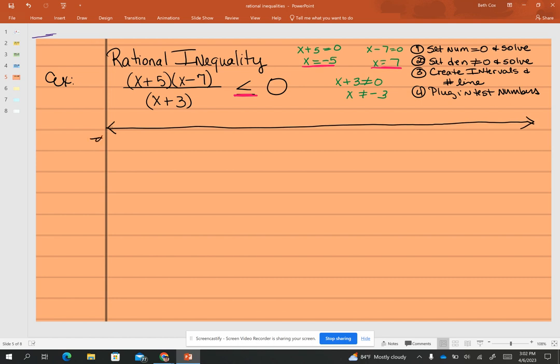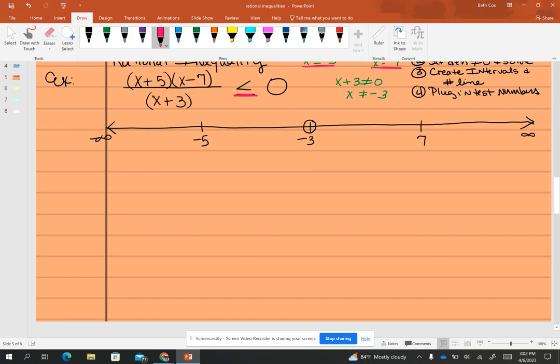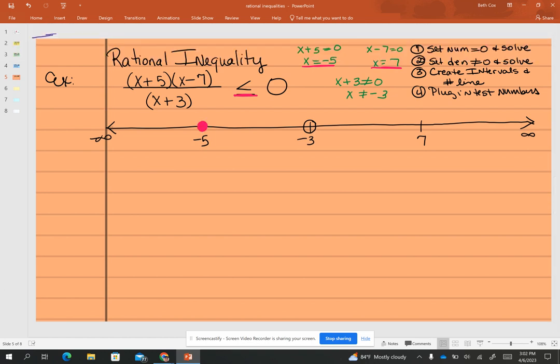I have negative infinity here, positive infinity here, and I have negative 3, negative 5, and positive 7. So I'll put those on here. Negative 5 comes first, then I have negative 3, and then I have positive 7. Again, I'm not doing this to scale. X can never be negative 3, so I'm going to have an open circle there, not equal to negative 3. But we've already said that x equals negative 5 and 7.